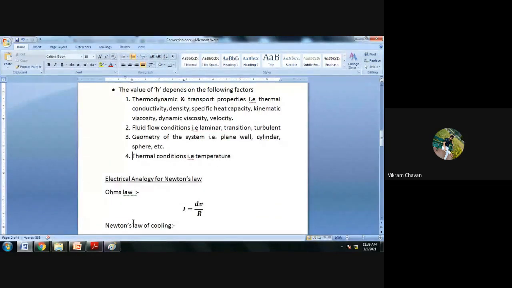Electrical analogy for Newton's law. Okay, next heading, electrical analogy for Newton's law. So write down Ohm's law. According to Ohm's law, I is equal to dV divided by R.